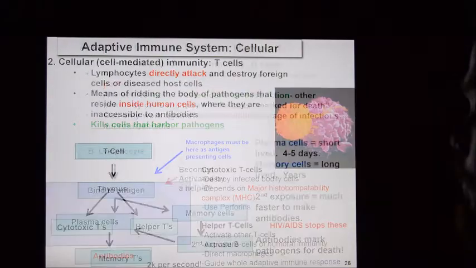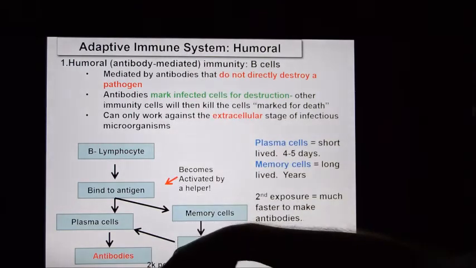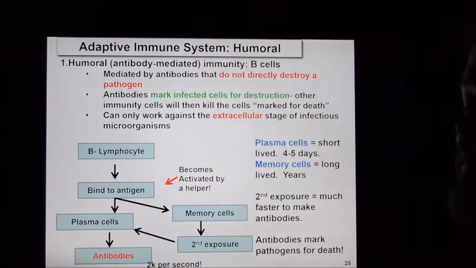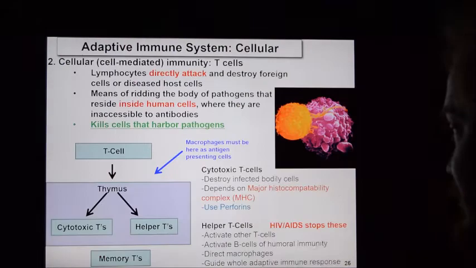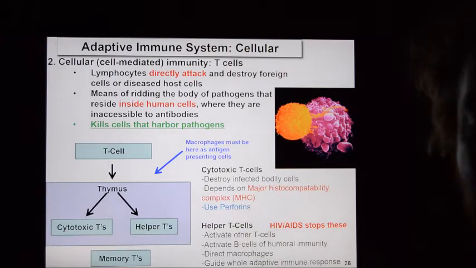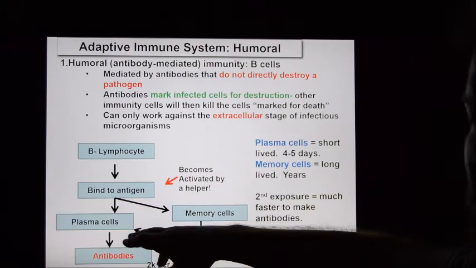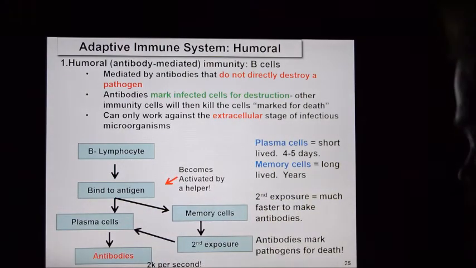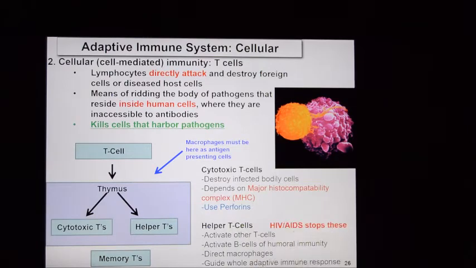So if you shut down the helper T cells, that means you shut down humoral immunity. And if you shut down humoral immunity, that puts your immune system at a really terrible disadvantage. So people with AIDS don't die from AIDS. They die from a cold. They die from some minor infection because they can't use this aspect of their immune system to defend themselves. It's terrible. Acquired immunodeficiency syndrome.